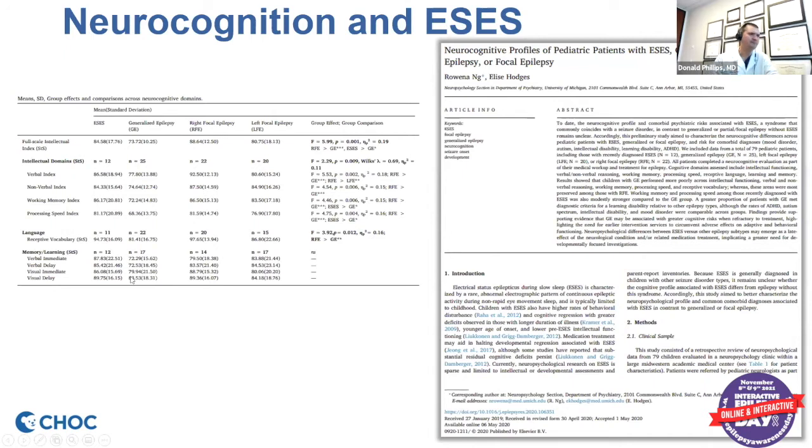And so one wonders if the study had more patients and more representative patients with ESES, that we might see a larger effect. But alternatively, this is a newer paper and maybe these patients are being treated more completely and having better outcomes.